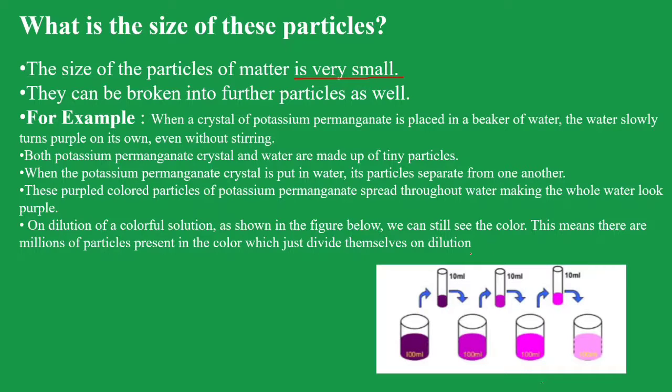So in this experiment, we can see that both the potassium permanganate crystals and water are made up of tiny particles, right? We can see the clustered ones. When the potassium permanganate crystal is put into water, its particles separate from each other. As they were clustered, now their particles are separated from one another. The purple colored particles of potassium permanganate spread throughout the water, making the whole water look purple. As they are now broken, they are not in a cluster, they are totally mixed with the water, so the water color has also changed to purple.